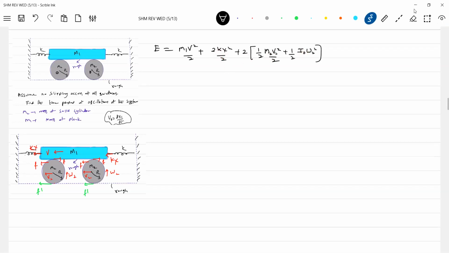Let me simplify this step. The 2 also gets eliminated. So m2 v2 square plus I naught, m2 r square by 2. v equal to... no slipping occurs. Let's write all the conditions. No slipping occurs. So v is equal to how much should it be?